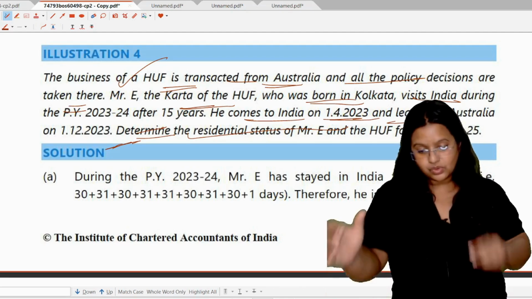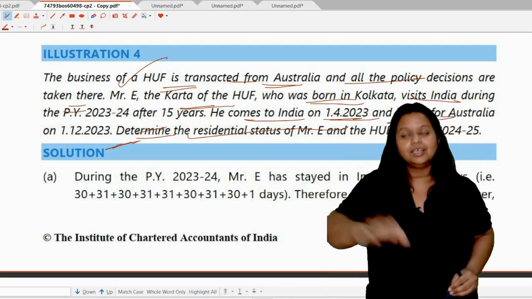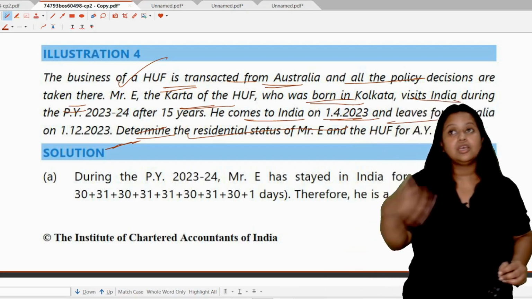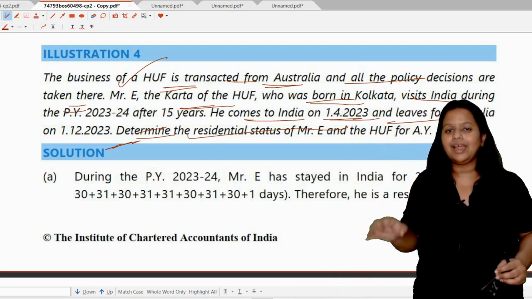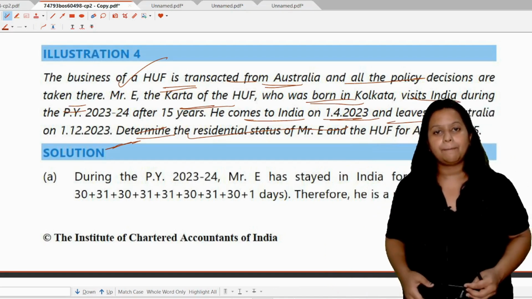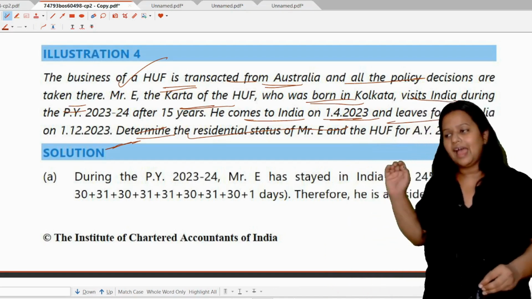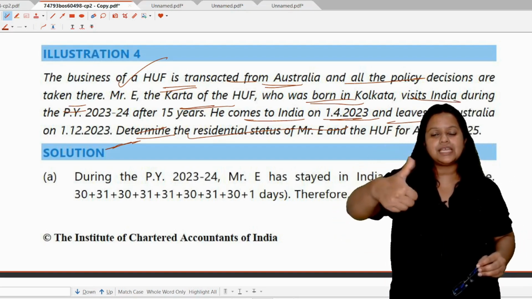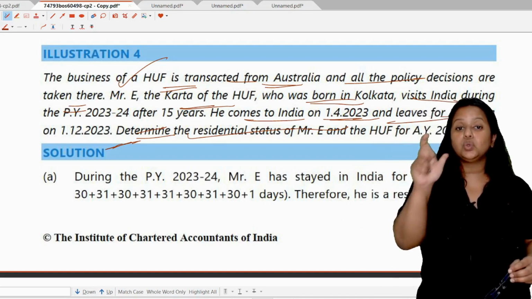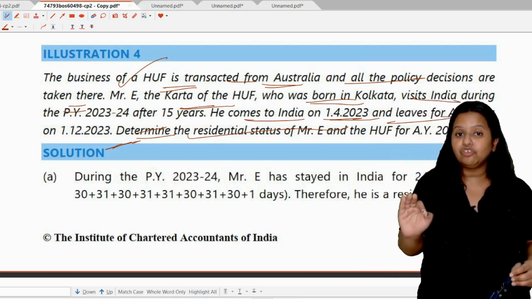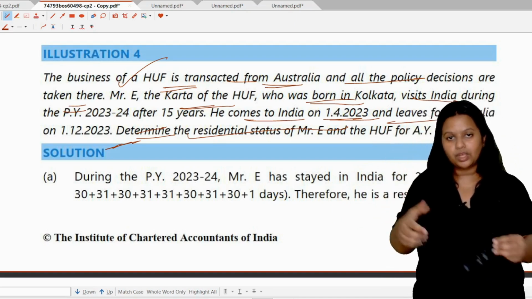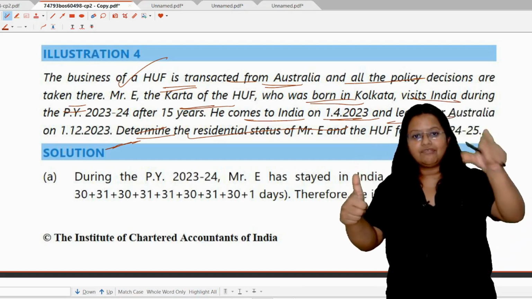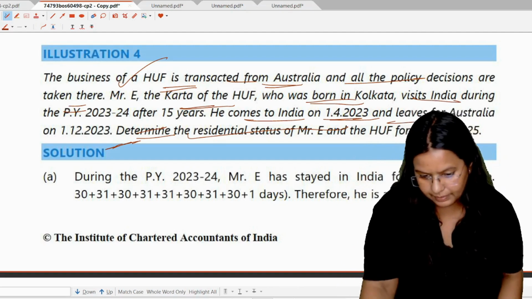Now, most students make a mistake here. They just find the residential status of the Hindu Undivided Family by assuming that this question is only about the HUF. But in this question, it is given that you have to find the residential status of Mr. E and HUF. So there are 2 points here and you have to give the answer for both. First of all, we find the residential status of E and then we will find the residential status of HUF.